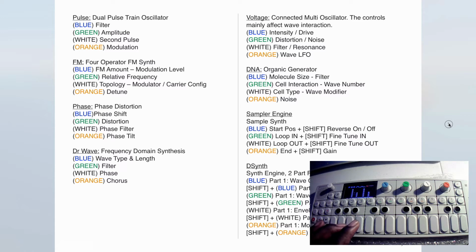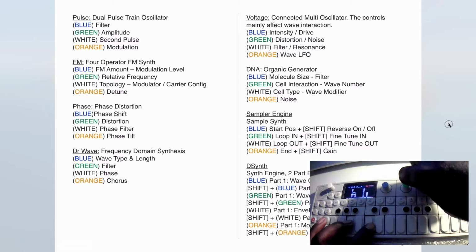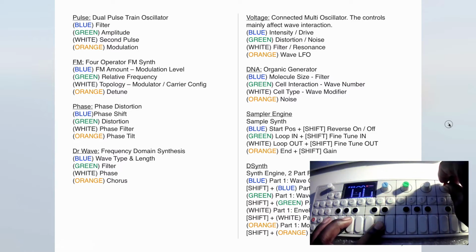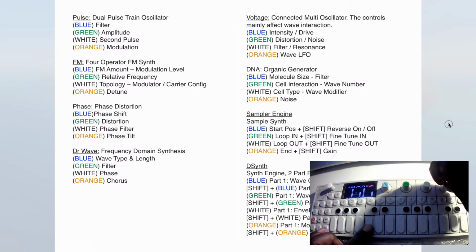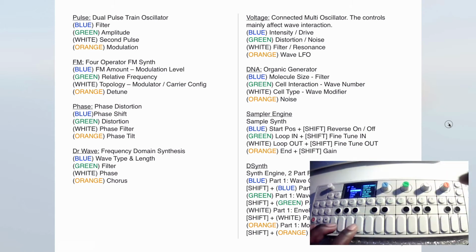The white controller controls the second pulse, so I guess that increased the width of the second pulse, so that's at 0, and that's at maximum. And then the last one is modulation. So that's at 0, and then modulation at maximum. So let's have a listen to some examples, preset examples in the pulse synthesis engine.